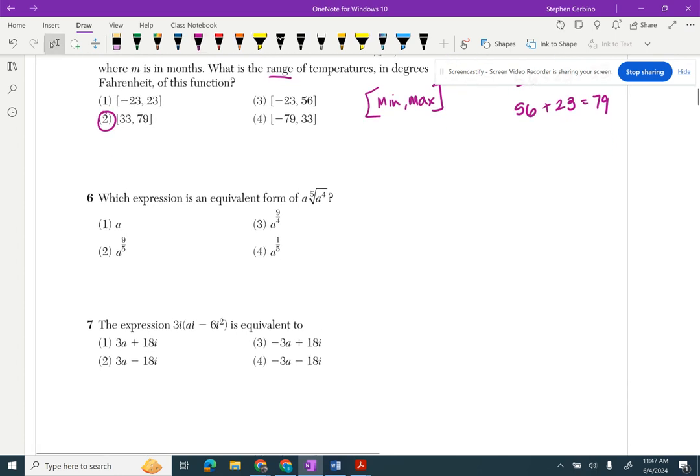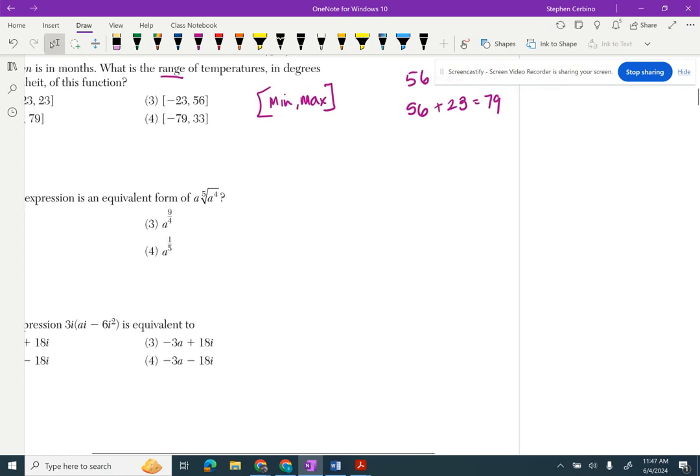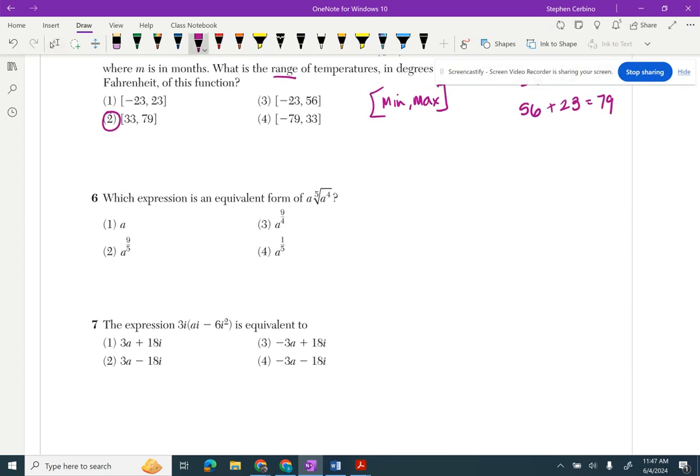Number 6, which expression is equivalent to a times the fifth root of a to the fourth? So for this, we need to know the rule of exponent over root. So we can take a, leave it as is, this a on the outside. And this radical I can change to a to the 4/5. The exponent's 4, the root or the index is 5.